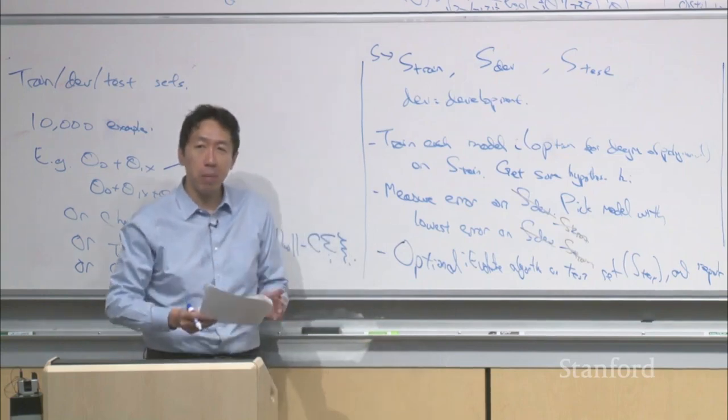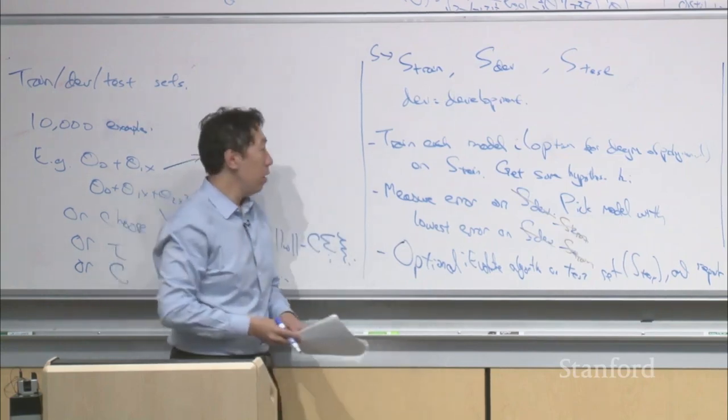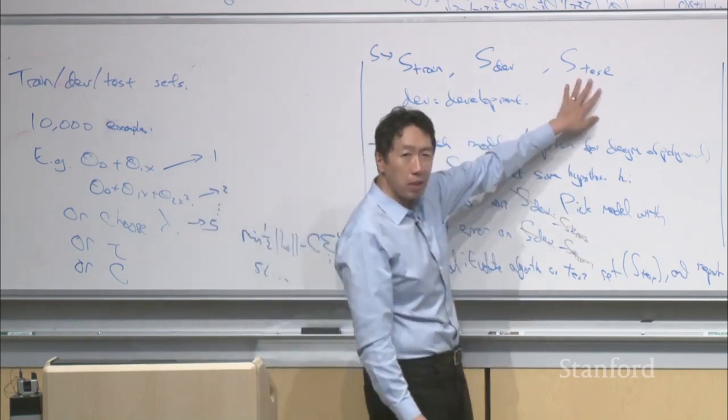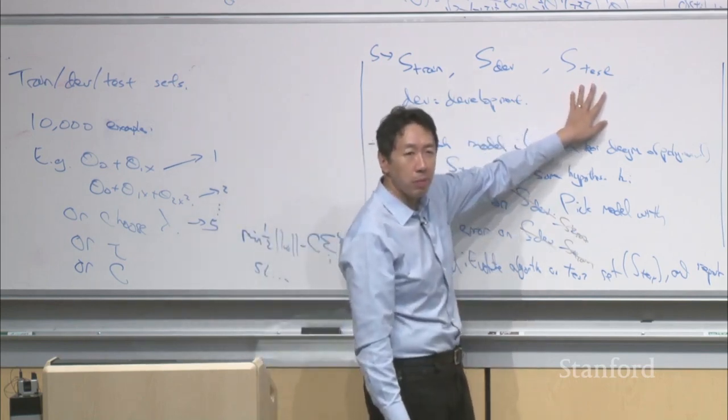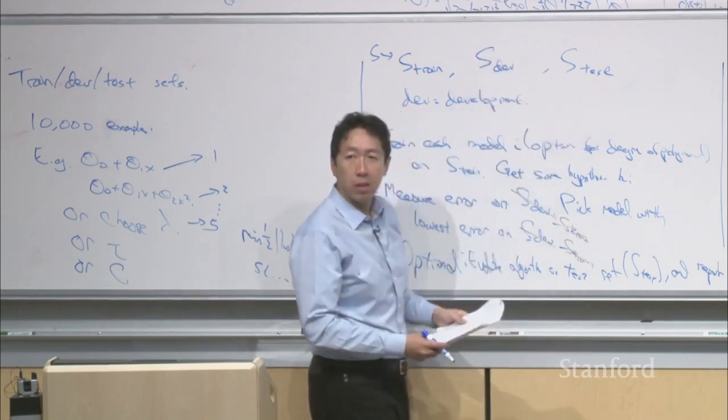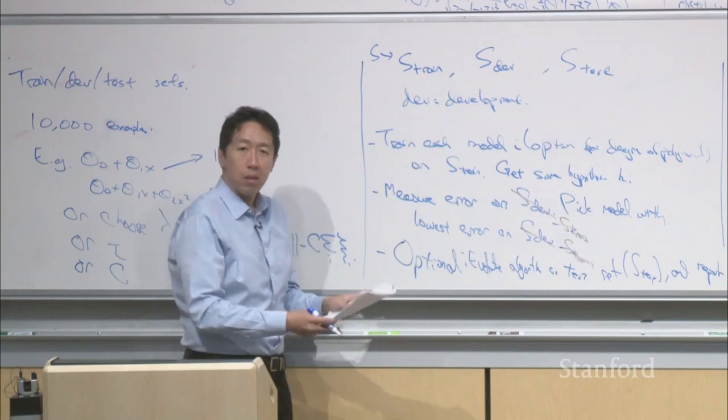And so if you're publishing a paper, it is considered good hygiene to report the error on a completely separate test set that you did not in any way, shape, or form look at during the development of your model, during the training procedure. Okay, does that make sense?